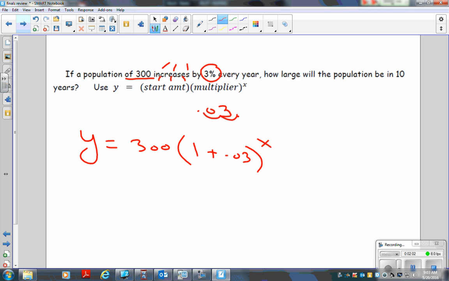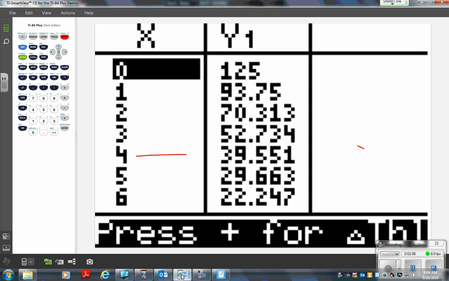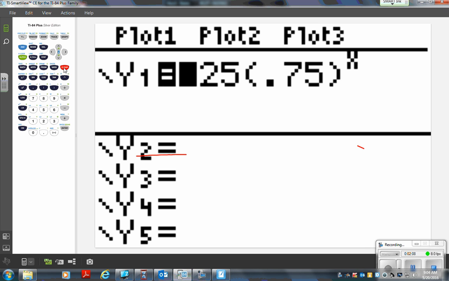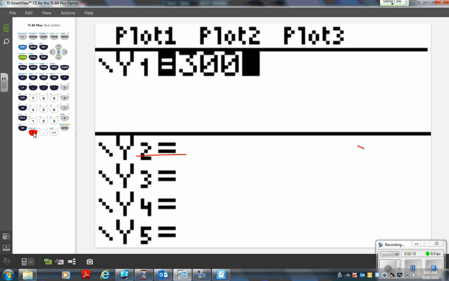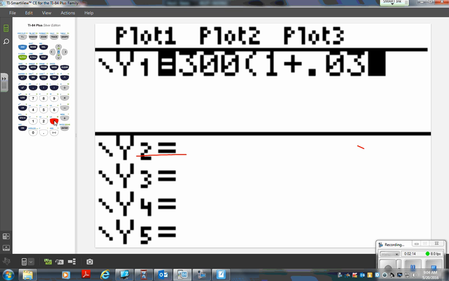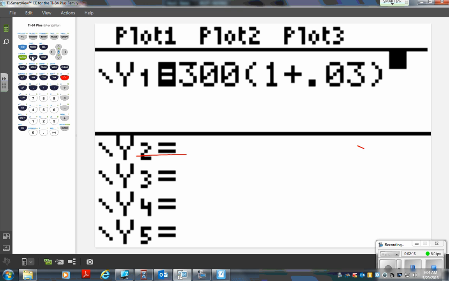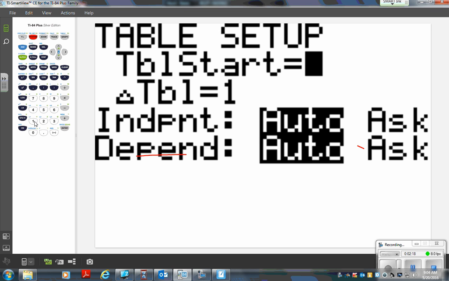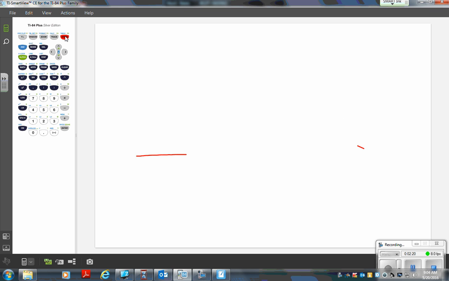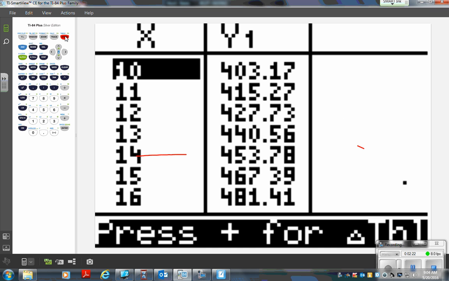Now, after you plug this in your calculator, you can take a look at the table, and then you can find your answer. 300 times 1 plus 0.03 to the power x. And now we find the answer after 10. After 10, the answer is 403.